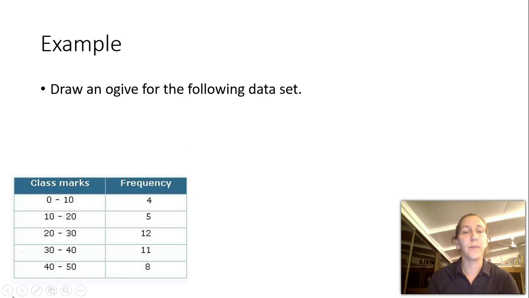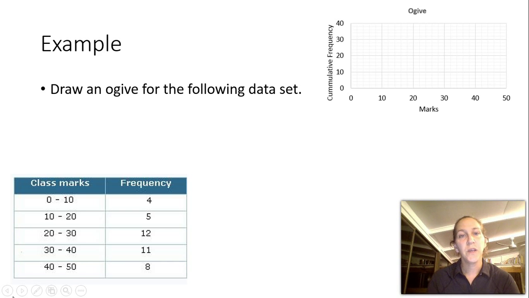Looking at an example, we want to draw an Ogive curve for the data set shown below. We're looking at a class set of marks. We had 4 people that got marks in the range of 0 to 10%. We had 5 people that got marks in the range of 10 to 20%, and so on. So the first step is to create a column for the cumulative frequency.